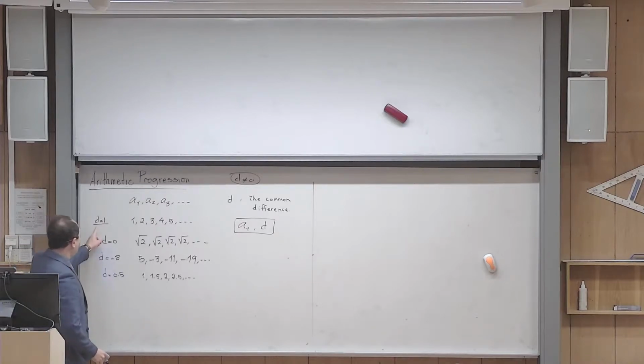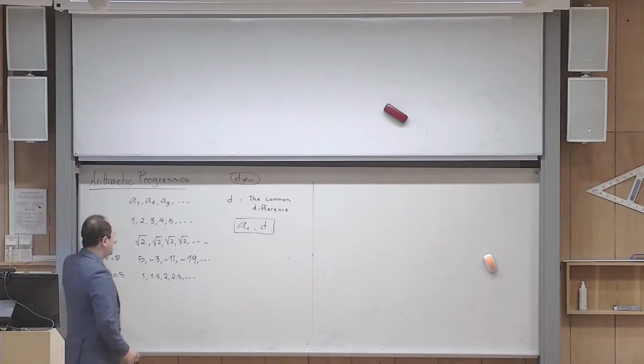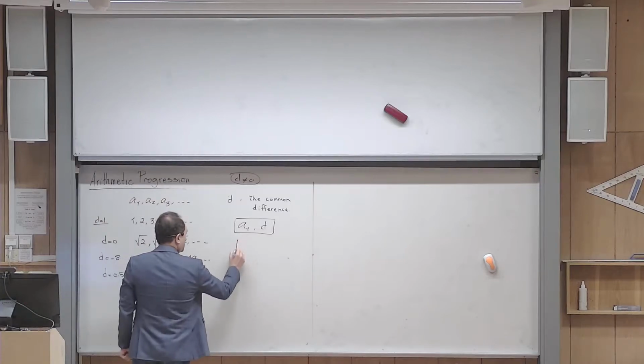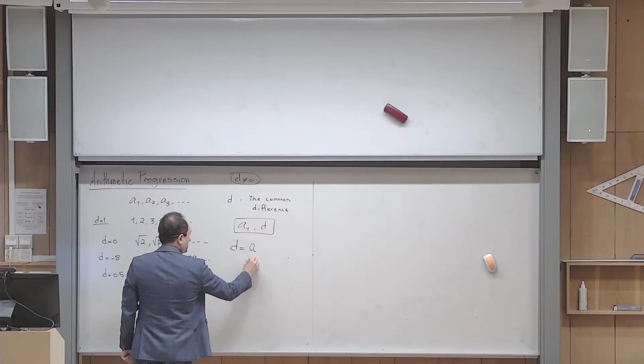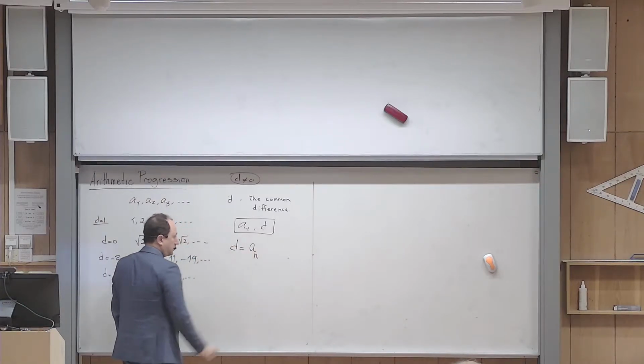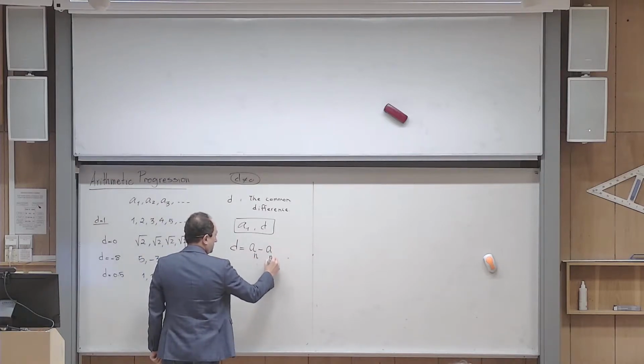Okay, if I want to write a generic formula for D in an arithmetic progression, I would say that D is any term, say term number n, minus its previous term. So that is clear.